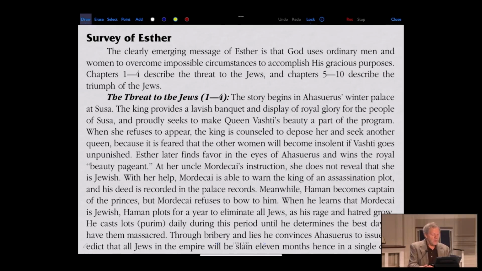So the survey, the clearly emerging message, and this is a thing I want you to notice, is that God uses ordinary men and women to overcome impossible circumstances to accomplish his gracious purposes.